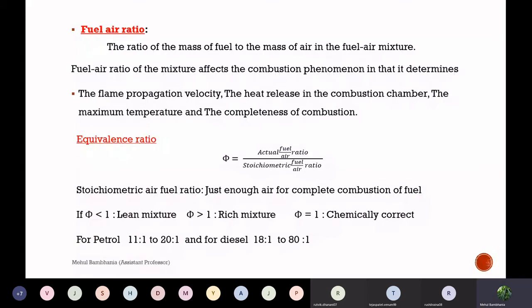But in the actual case, it is quite difficult to monitor the air which we supply for a fixed amount of fuel. See, with the help of chemistry, we can identify what the air fuel ratio should be for one particular fuel. Let's say for petrol, the air fuel ratio is in the range of 15:1. That means 15 moles of air and 1 mole of petrol is sufficient for combustion. So that is referred to as the stoichiometric air fuel ratio.